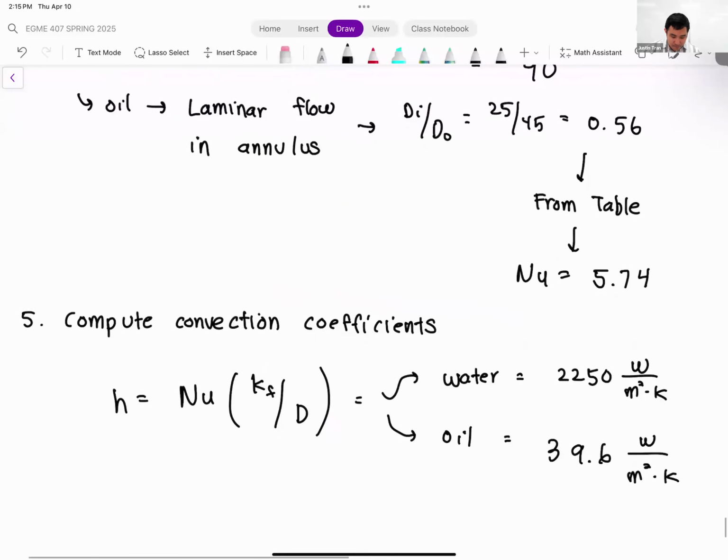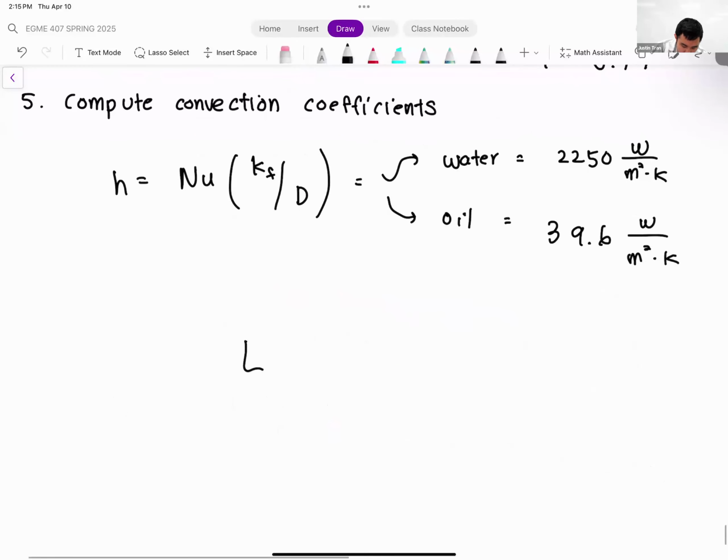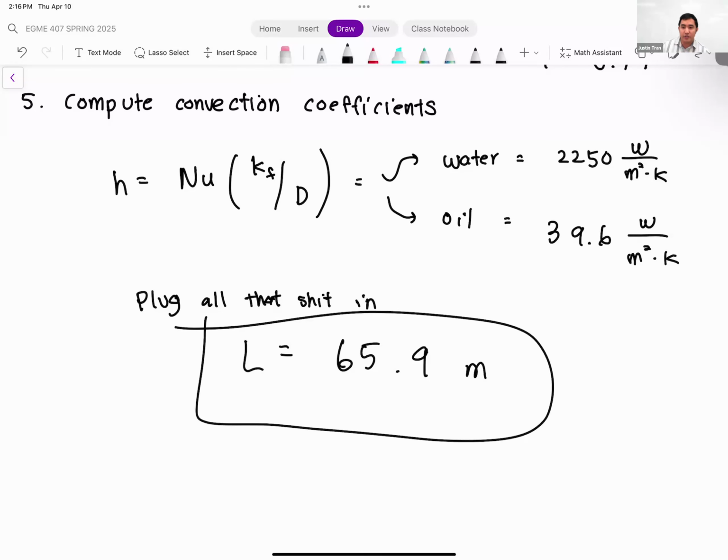So we are out of time. I'm just going to say plug everything in. And what we get is L is equal to 65.9 meters. So a really long heat exchanger. Like we said, you can coil the heat exchanger around to get this length.